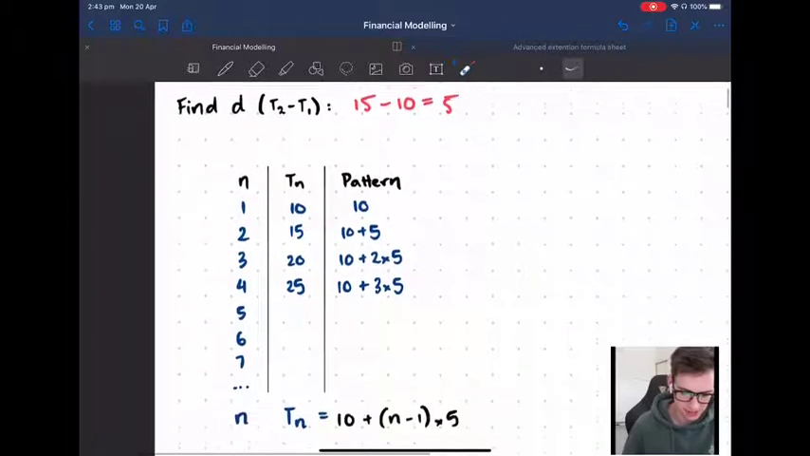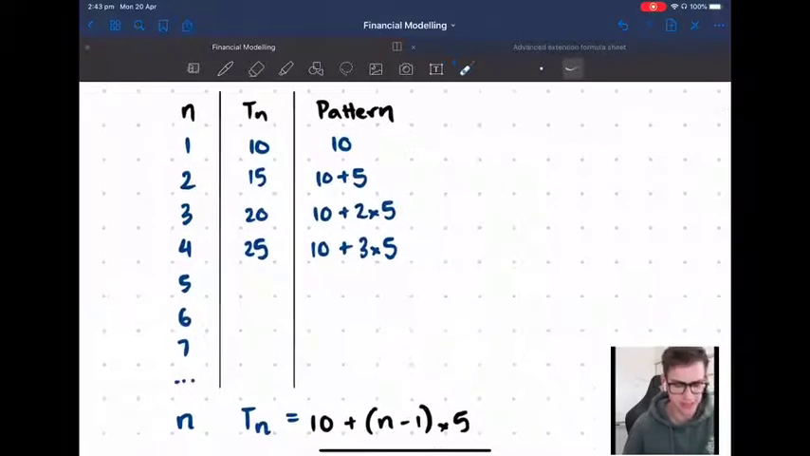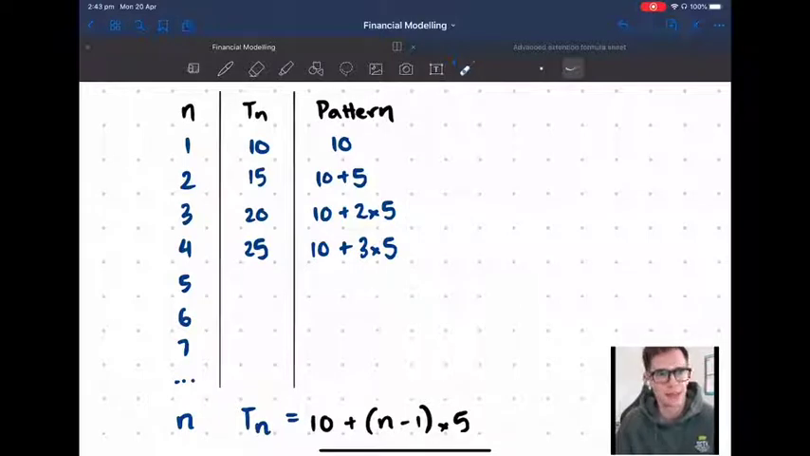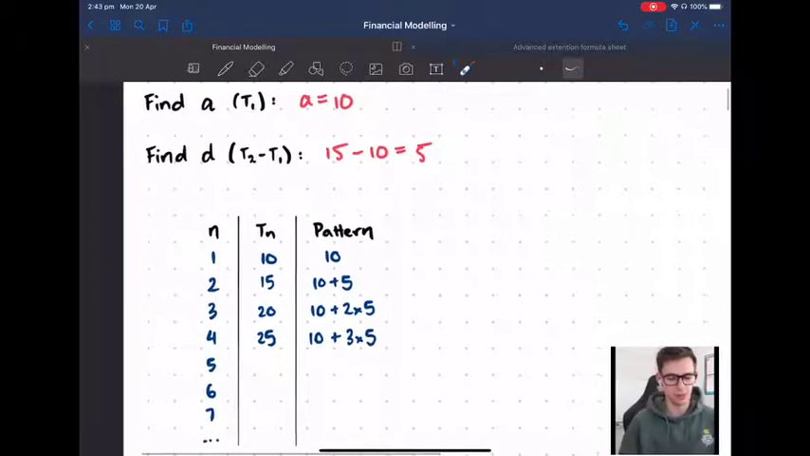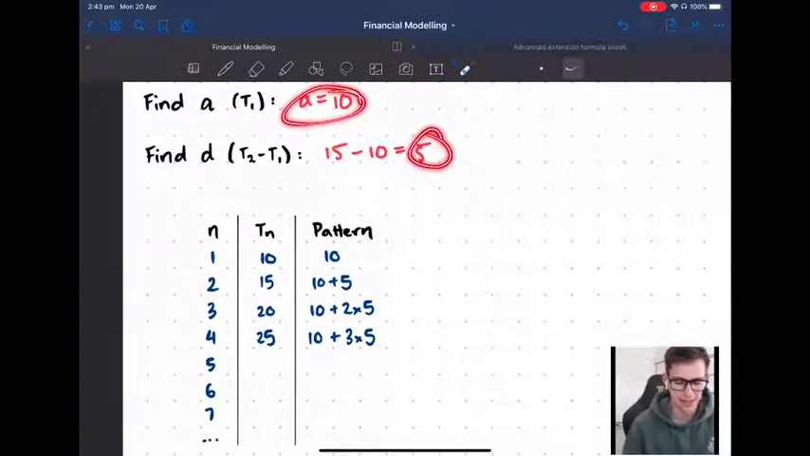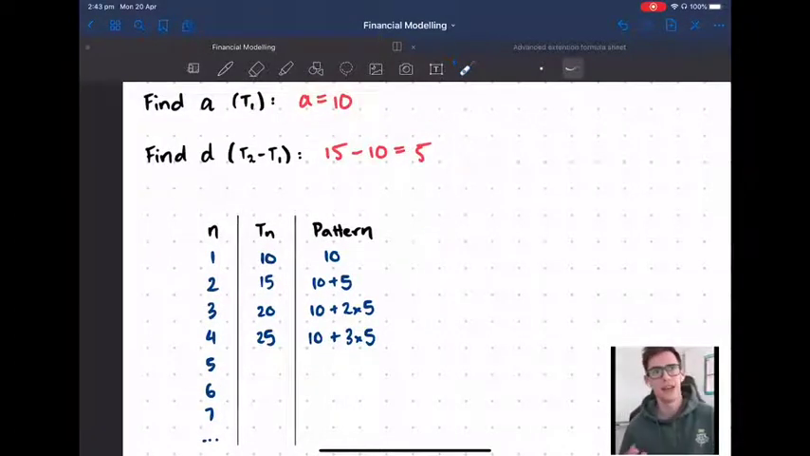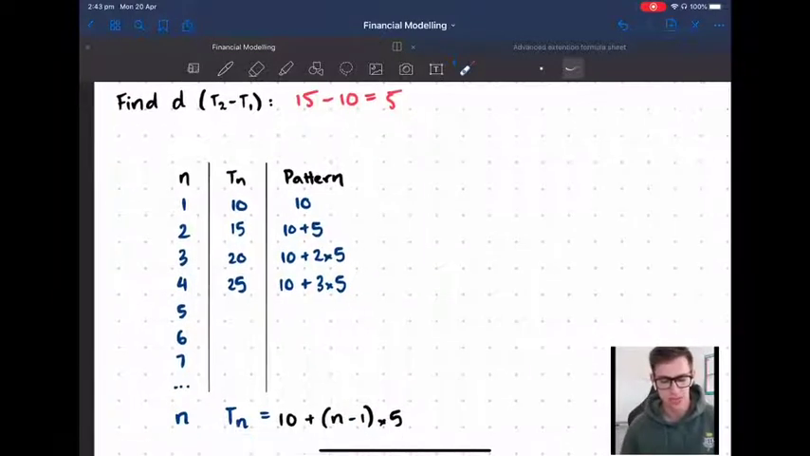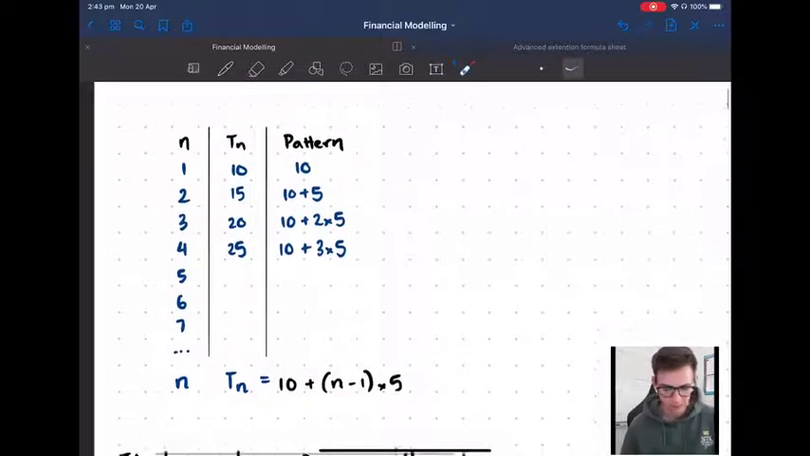Now we're going to come to this little table. We've got n, meaning the number of that term. We've got tn, which is going to be the answer at that point. And then we've got the pattern, which we're going to write in terms of our A and our D. The reason we're doing that is to create a rule that we can use to answer a whole heap of problems when we do arithmetic sequences, or arithmetic progressions if you see that with the P.